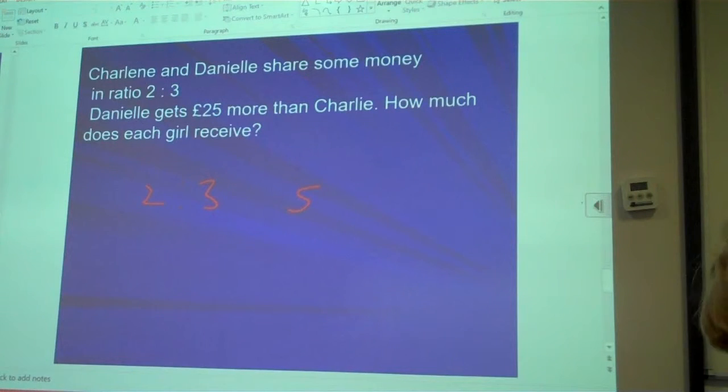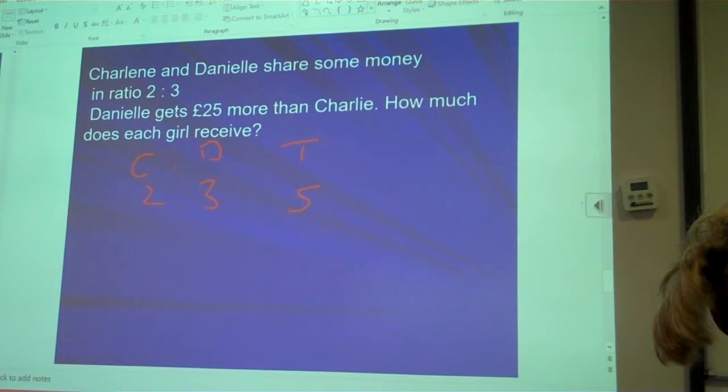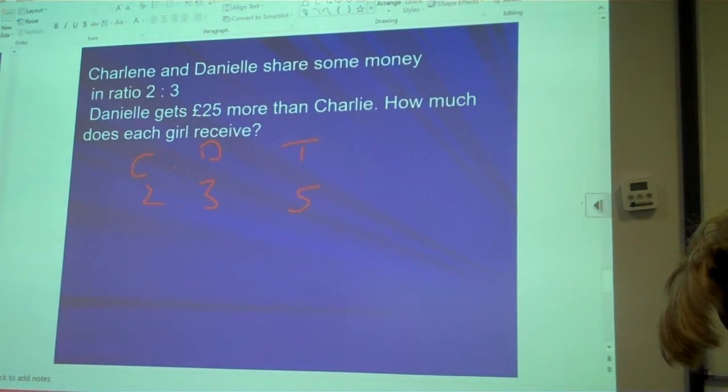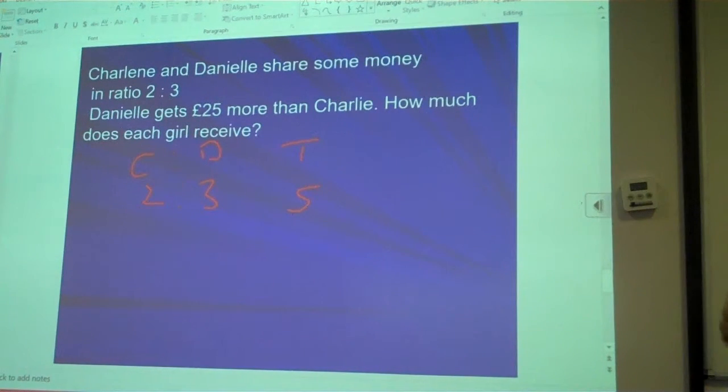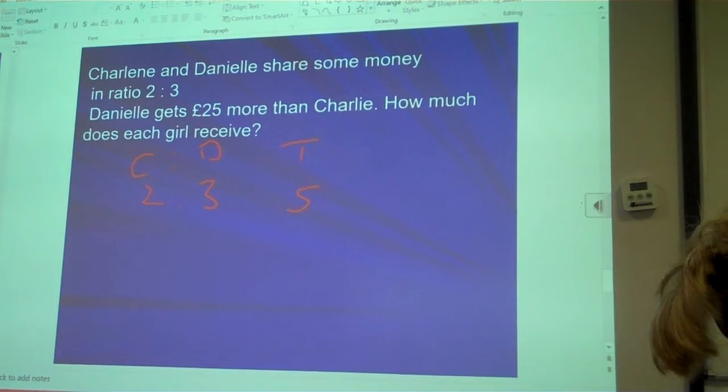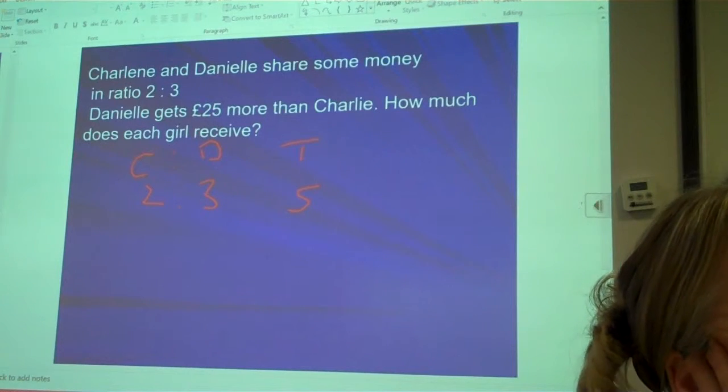It would be good if I label this up saying what each bit is. So what will I put on that bit? The C, D. So C for Chantel, D for Danielle, and this over here, this is my total. Okay, so what would you do next? Just read that line with Danielle. Danielle gets £25 more. So she gets £25 more.